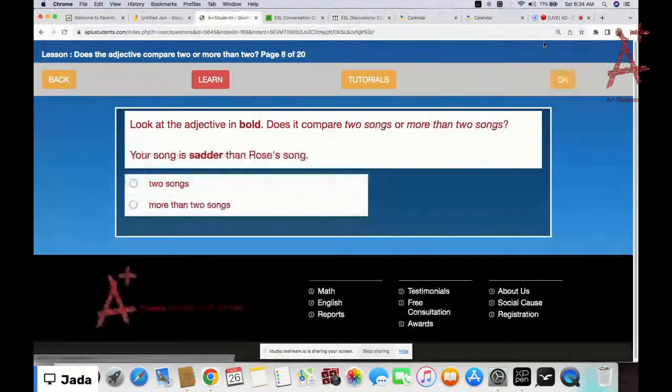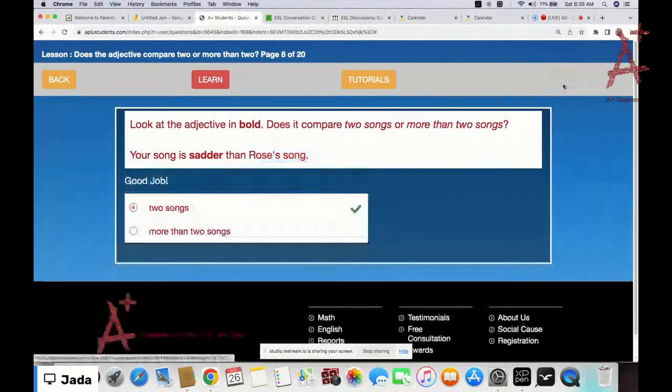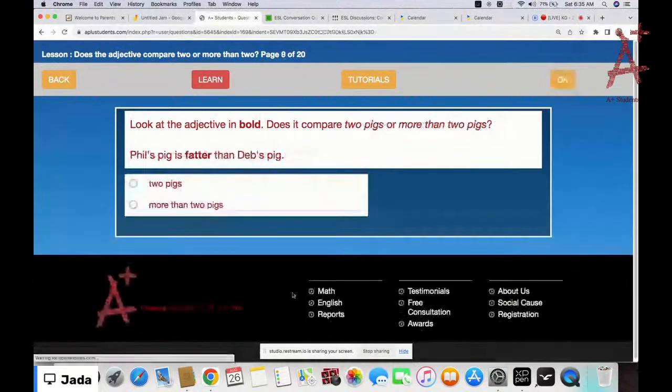Your song is sadder than Rosie's song. Sadder, we have your song and Rosie's song, so it's two. Comparative. Phil's pig is fatter than Deb's pig. So it's comparing two pigs, between Phil's and Deb's.